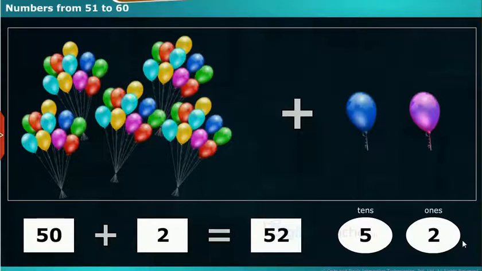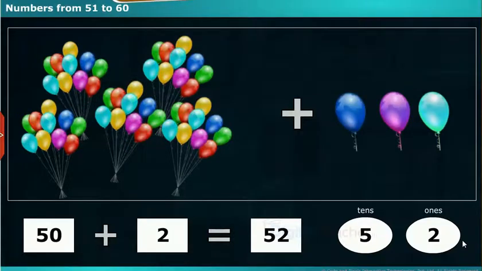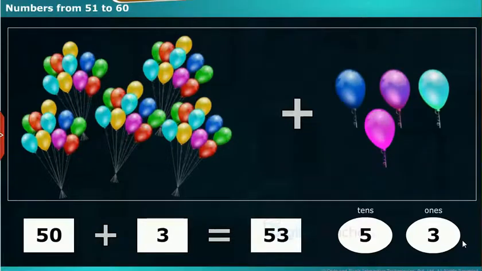Again, she blew 1 more balloon. So, 50 plus 3 is equal to 53. Total is equal to 53 balloons. Once again, she blew 1 more balloon. So, 50 plus 4 is equal to 54. Total is equal to 54 balloons.